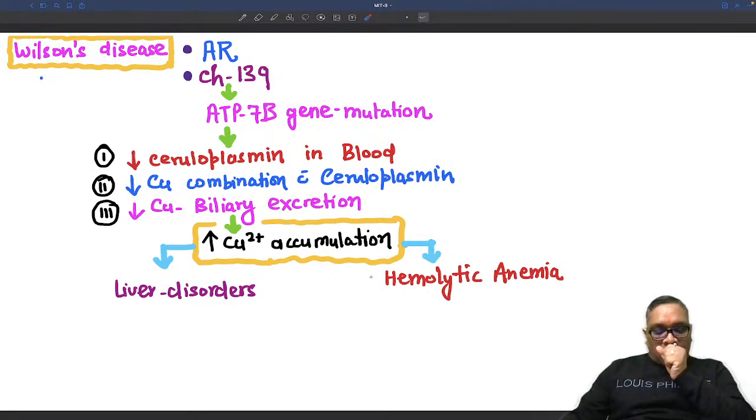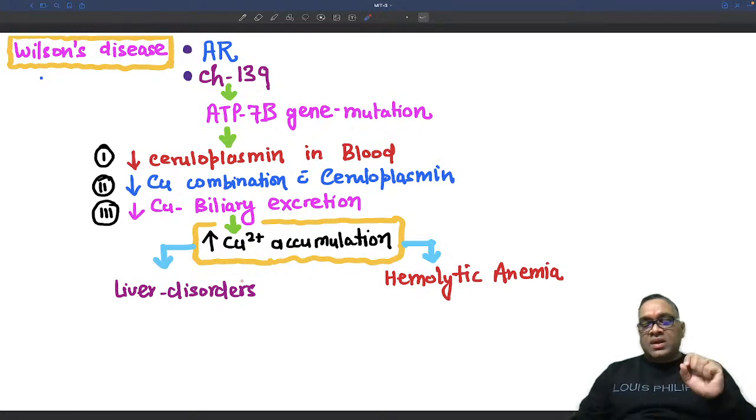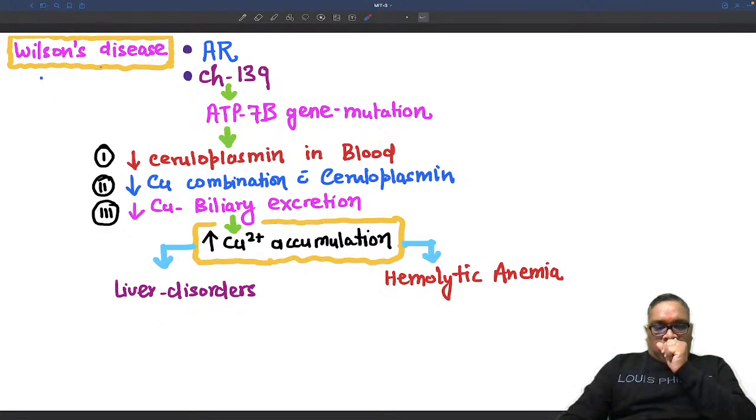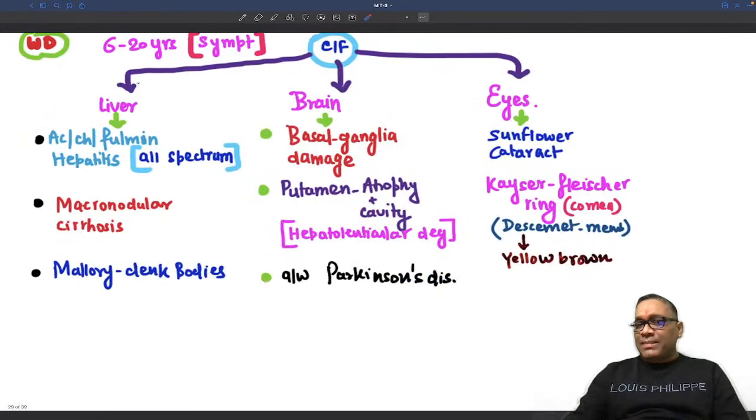So whenever there is a liver disorder and you have hemolytic anemia in a patient, you must think about Wilson disease. That is why I have written clinically, when you are working as a clinician and you have a patient with a liver disorder and hemolytic anemia, you must try to rule out Wilson disease. That is the dictum you have to follow in your personal clinical life also, right? So what will happen in this patient?